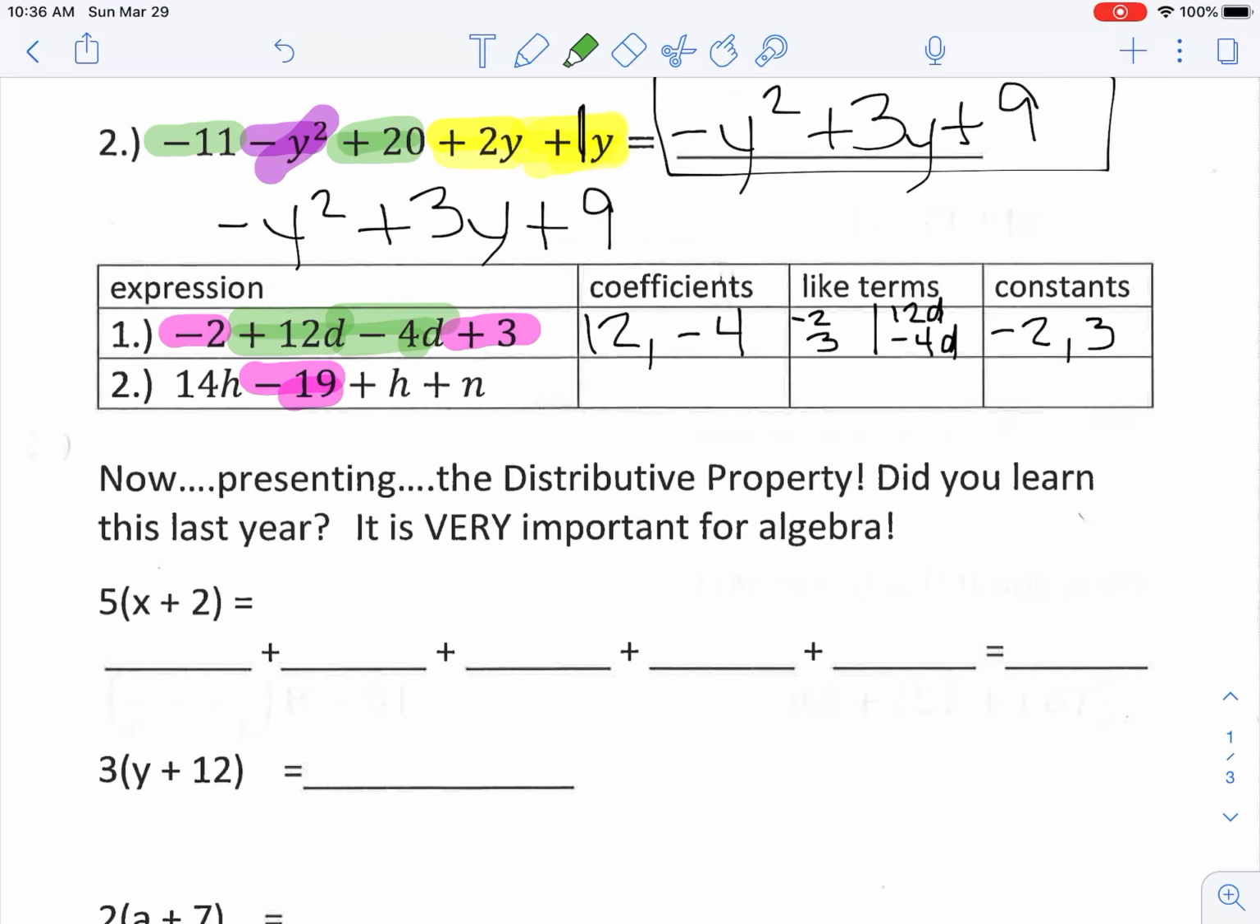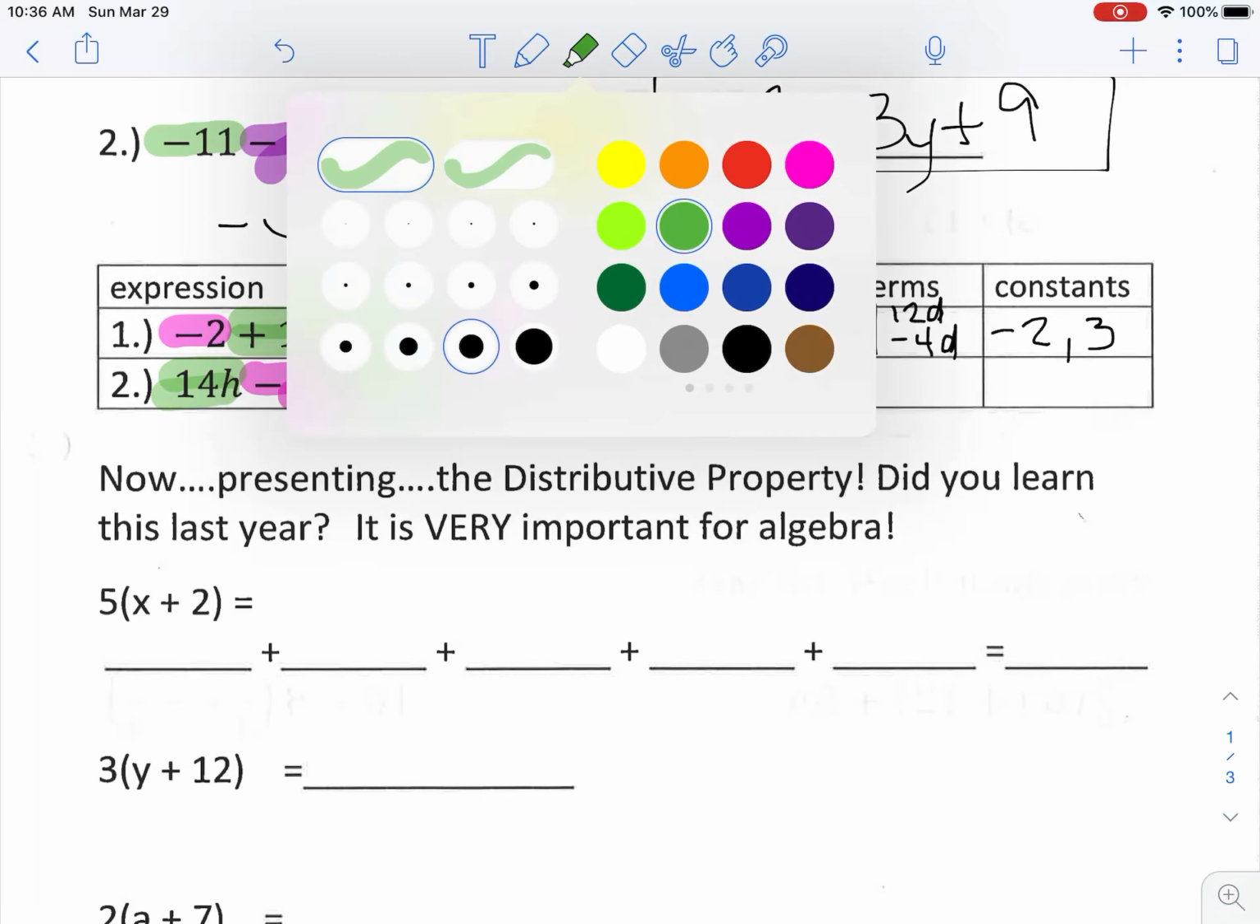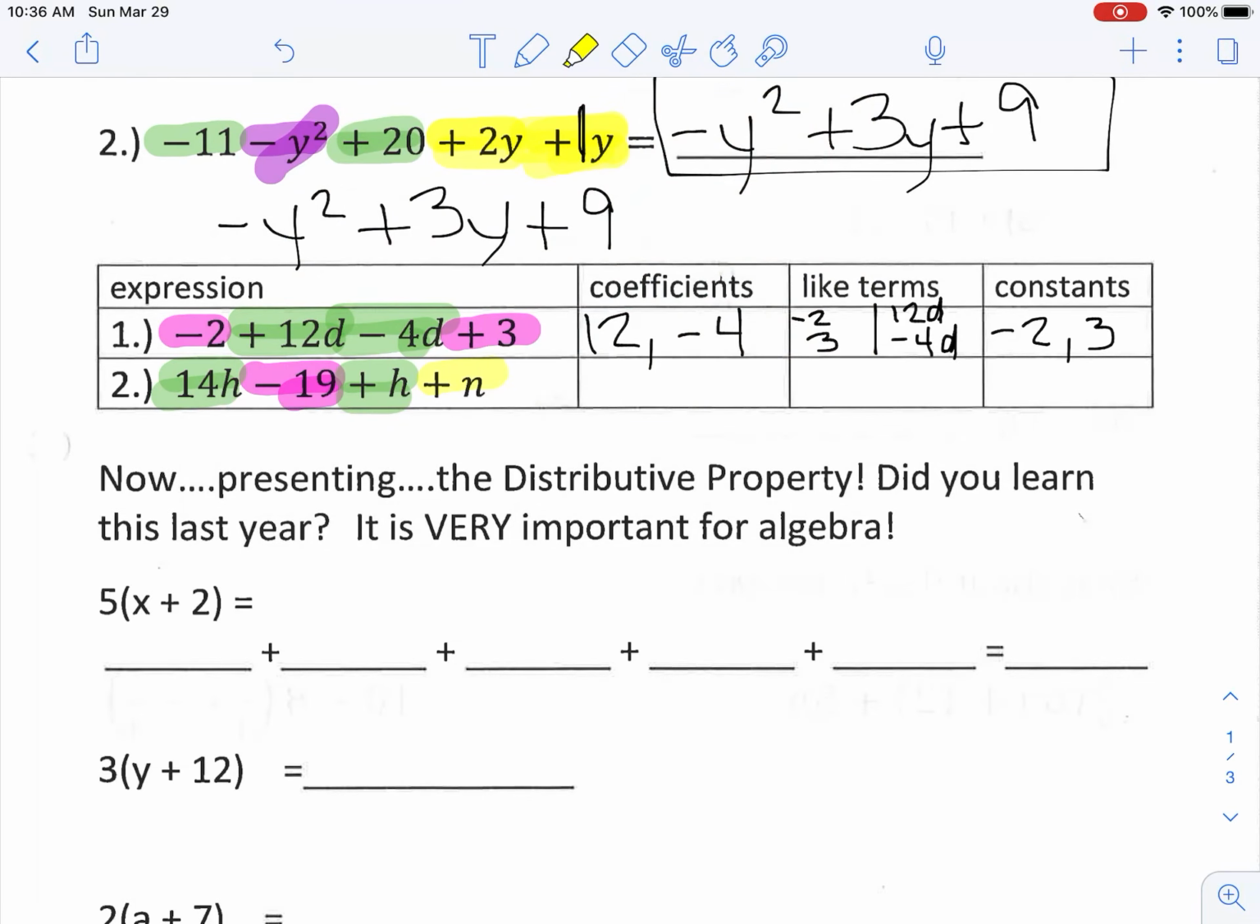H and n are not alike, but they are, oh, I'm sorry. Yoo-hoo, Miss Jardine, different color. Okay. Sorry, guys, I was thinking of something else.